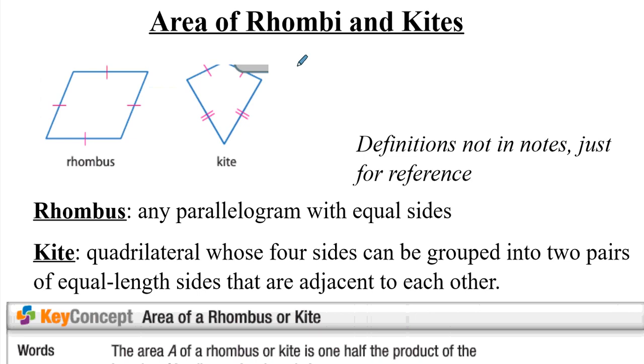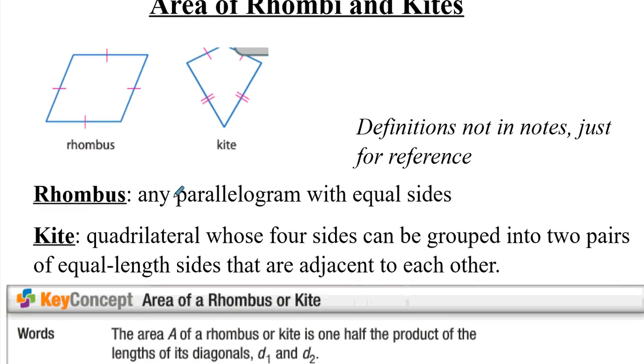Last two shapes we have for this section are what are called a rhombus and a kite. The definitions are not in the notes, just for reference. A rhombus is any parallelogram that has equal sides. So a square is a rhombus, but a rhombus is not exactly going to be guaranteed to be a square, because a square has to have 90-degree angles as well. So there you go. I think I said that right. Rhombus, any parallelogram with equal sides. So yes, a square is a rhombus, but a rhombus is not guaranteed to be a square.